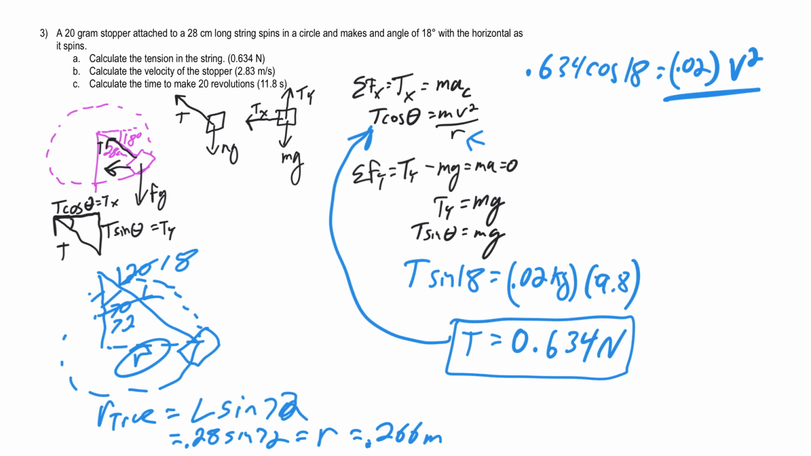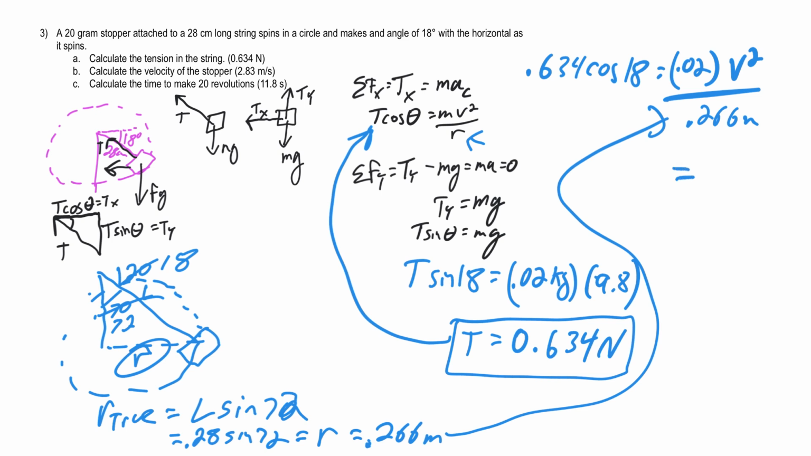So it's not that different. I mean, the angle is really small, right? So it's not that different, but it is. So we'll plug that into this true radius way up here, 0.266 meters. All right, go ahead and do the algebra. At this point, I feel like we can all do algebra, right? Don't forget to square root though, and you should get a velocity of about 2.83 meters per second.